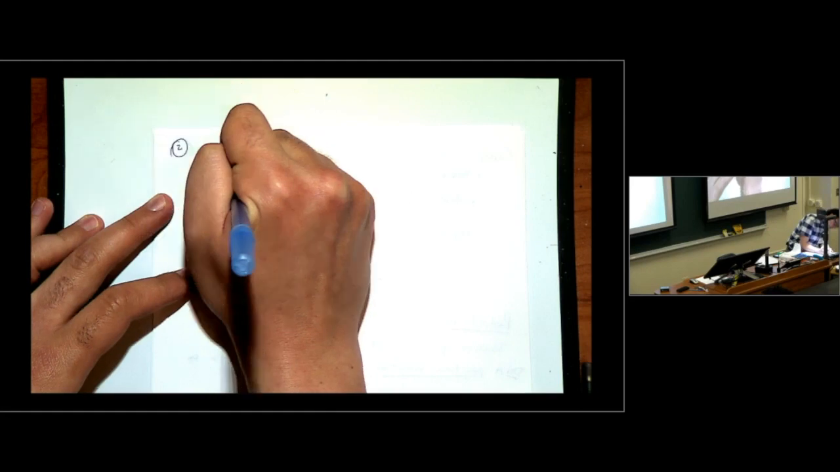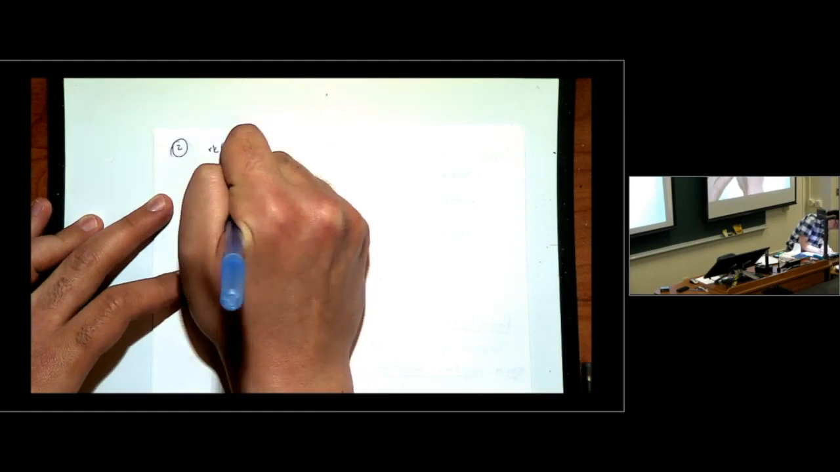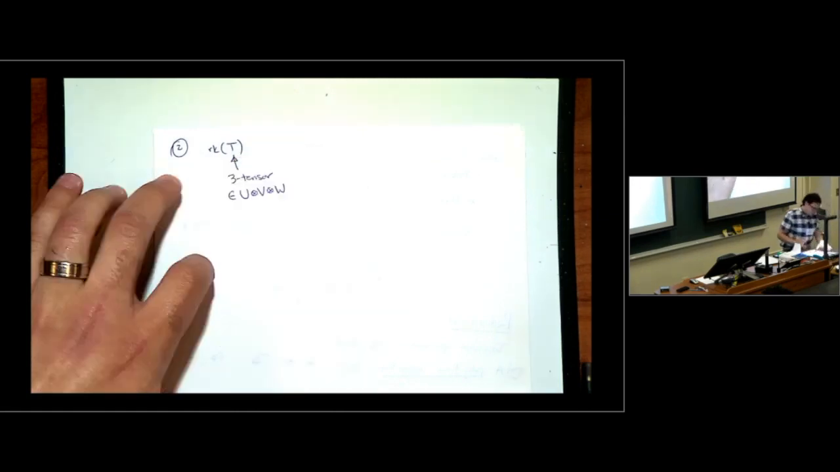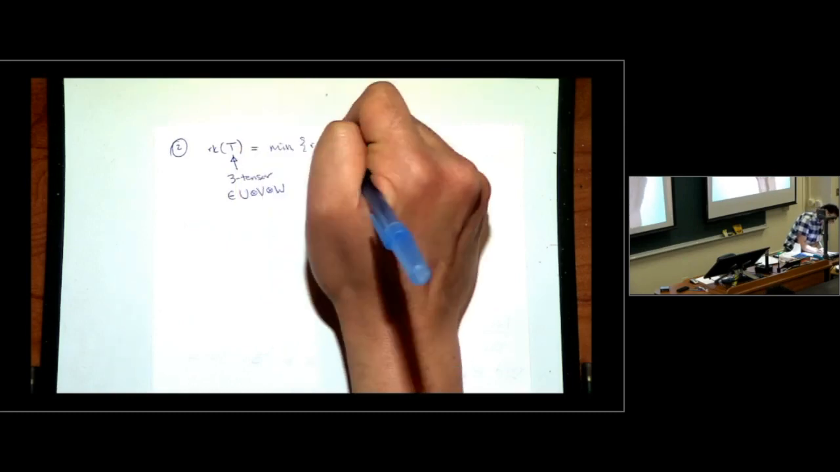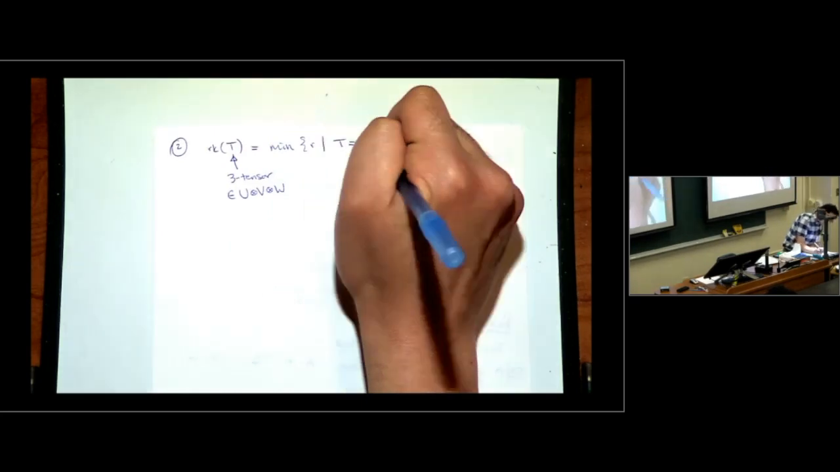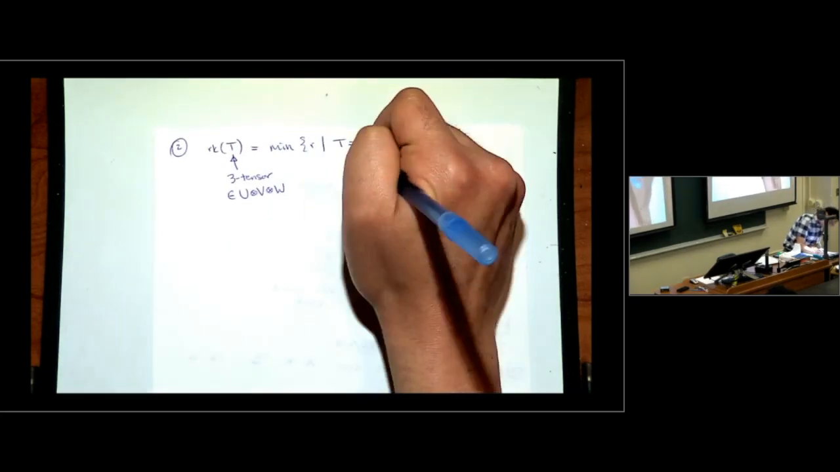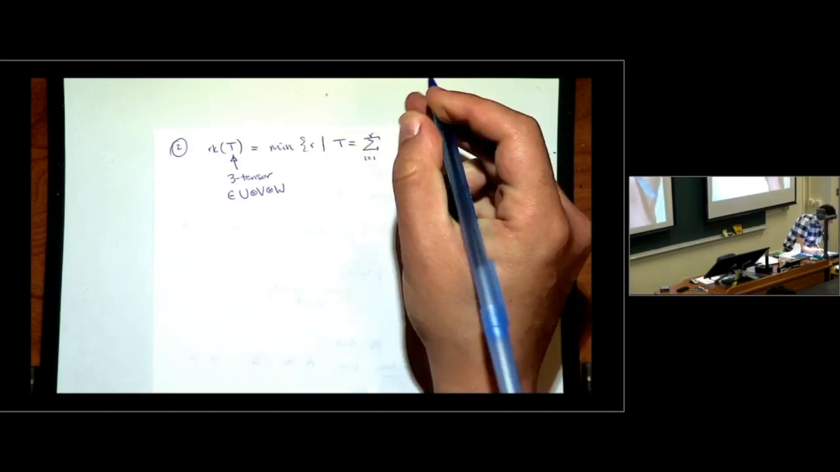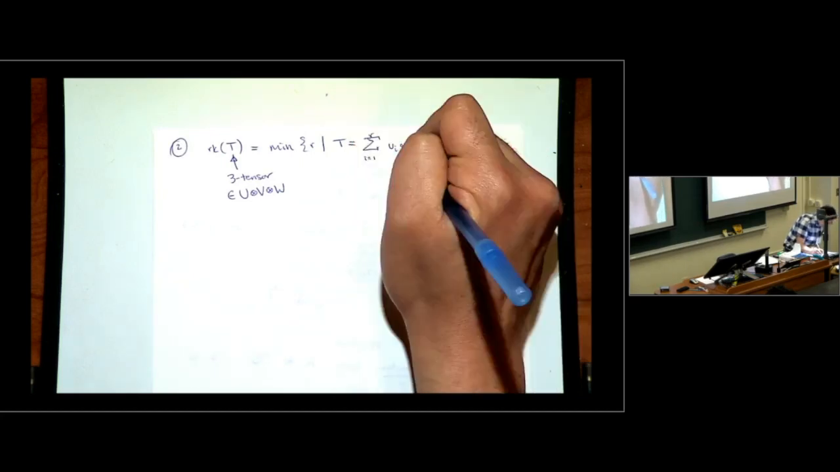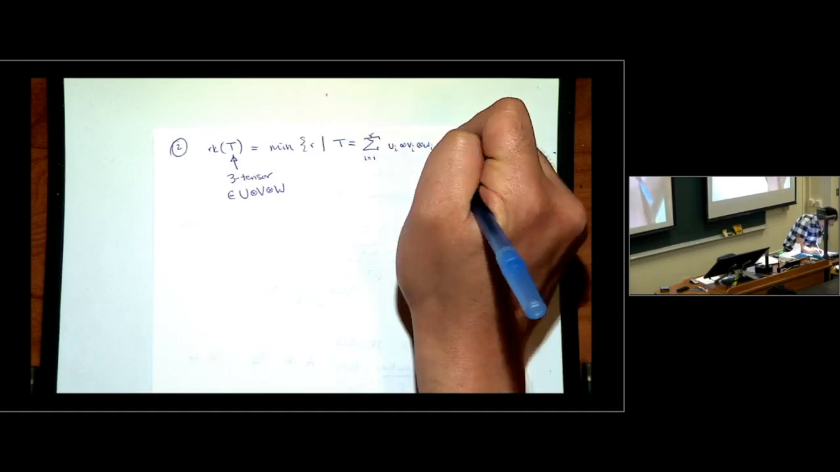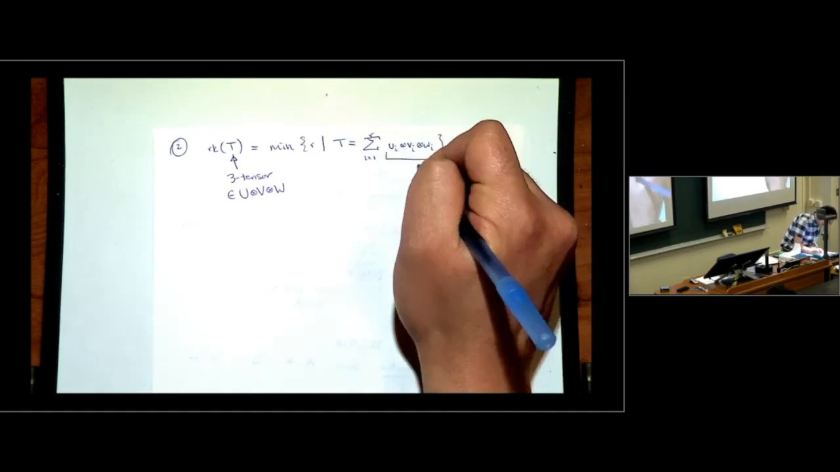So for example, the rank of a tensor. Let me just deal with three-tensors now. So the rank of T, where this is a three-tensor, meaning an element of some tensor space like this, is the minimum R such that I can write T as a sum, i goes from 1 to R, of rank 1 tensors. But what are these? So this, by definition, is a rank 1 tensor.